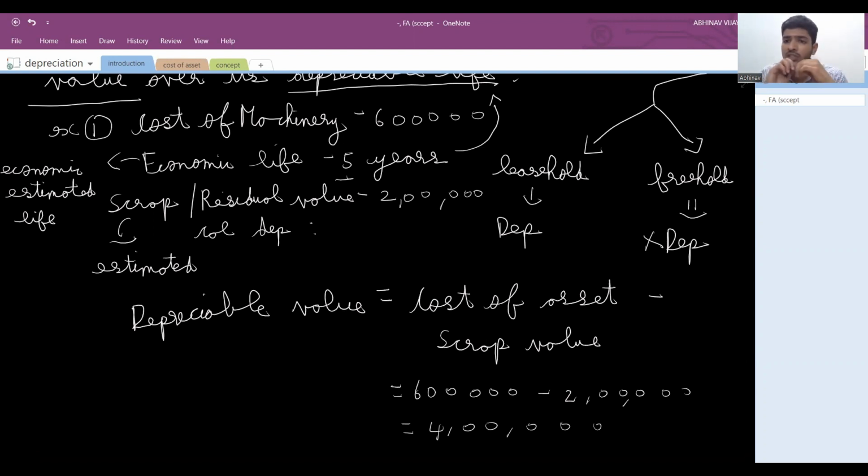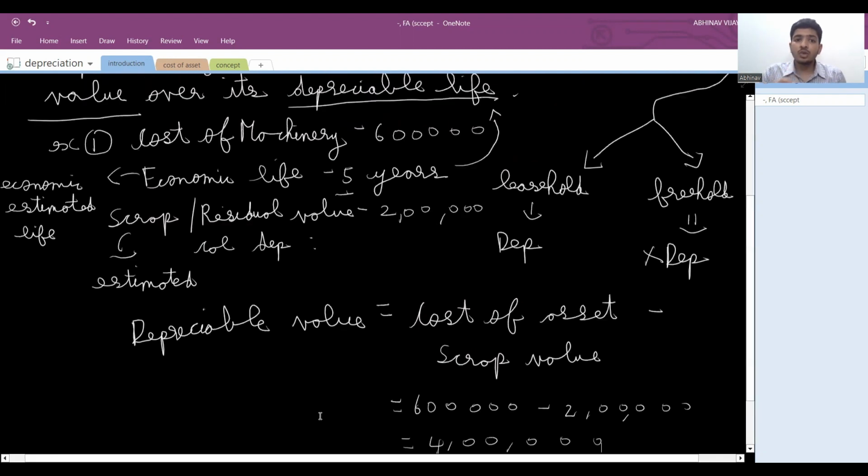Because we purchased the asset for 6 lakh. Now, when we buy it, we determine scrap and residual value. So we know that whatever happens to the asset, we are going to get 2 lakhs at the end of 5 years. So when 2 lakhs is going to be recovered, why should we charge on 6 lakhs? 2 lakhs is confirmed, right? So we'll charge on 6 lakh minus 2 lakh. This 4 lakh value we are uncertain about. So we'll charge depreciation on this 4 lakh value. That's the concept of depreciable value.